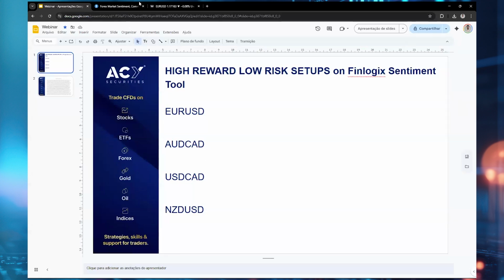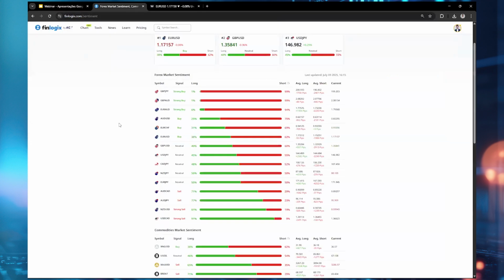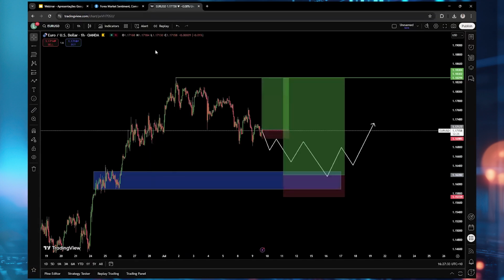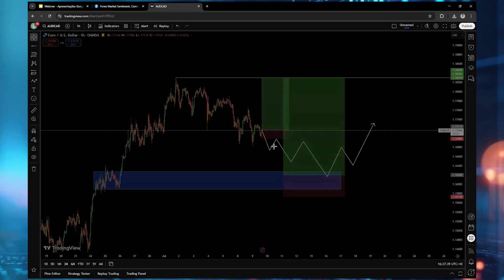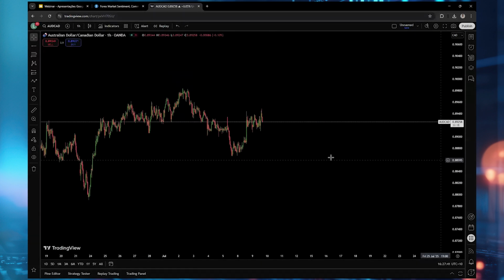The next one is AUDCAD. So AUDCAD, we have a sell. It's only 29% short. If you want to trade, we would be looking to trade against the majority. The majority is 71% long. So what we want to do is we want to trade short. So let's go AUDCAD. Okay, there you go. Perfect.